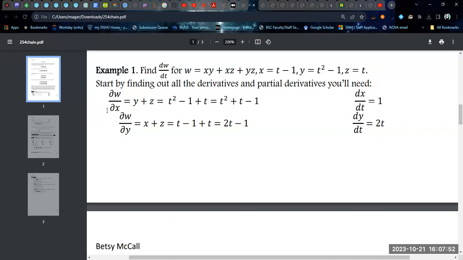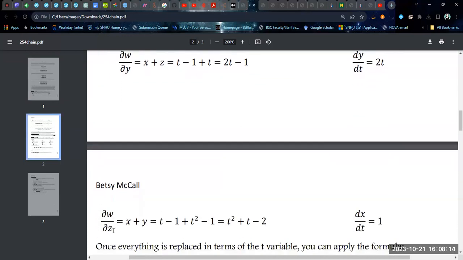And so I get my partial derivative for x with respect to t. My partial derivative of w with respect to x, but in terms of t. And then I do the same thing for the partial derivative of w with respect to y to make it in terms of t. X is t minus 1, z is t, I get 2t minus 1. And finally, for the partial derivative of w with respect to z, I want it in terms of t for my final answer. So I do my substitution, t minus 1 and t squared minus 1, and I get this.